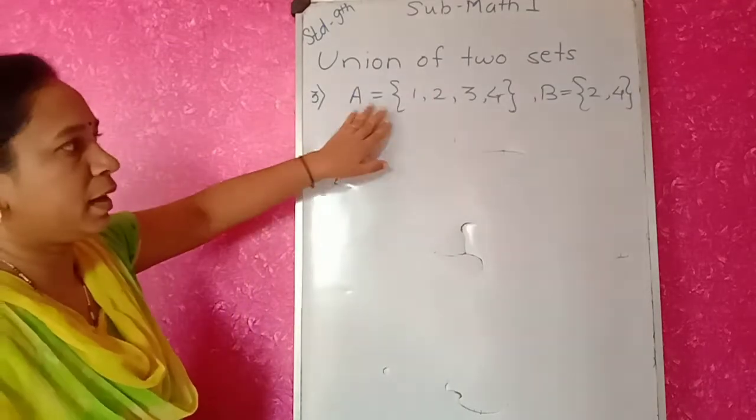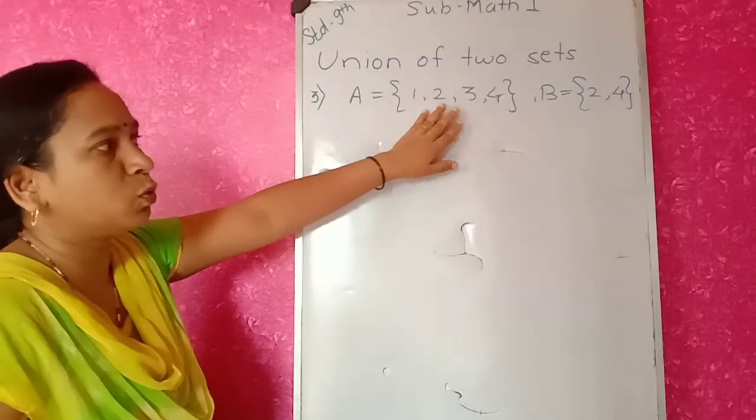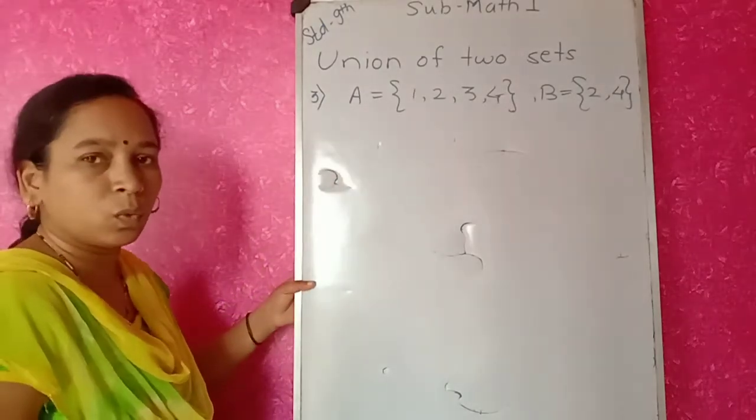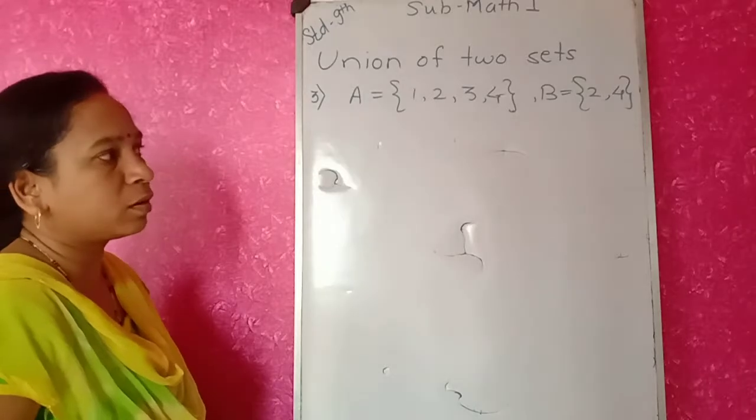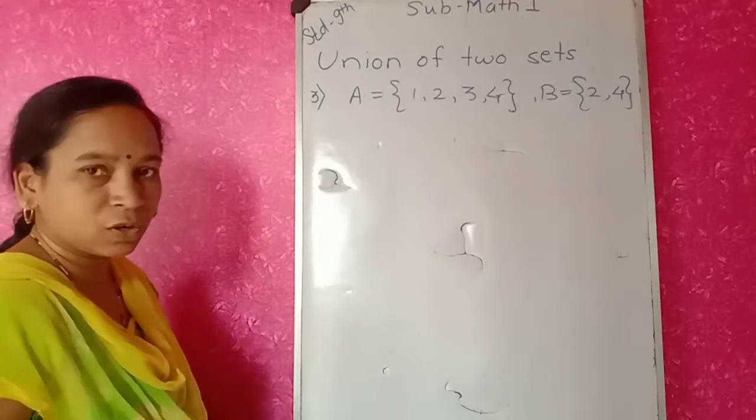Third example: A's elements are given as 1, 2, 3, 4. B's elements are 2 and 4. Now, how do we find A union B? What is the definition of A union B?